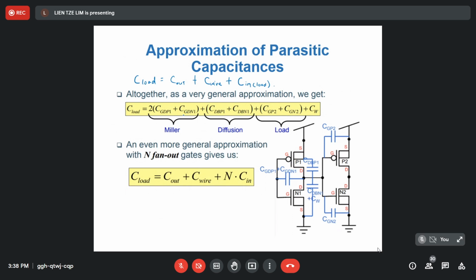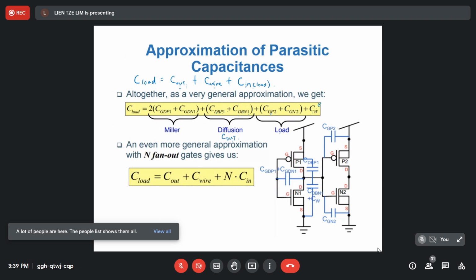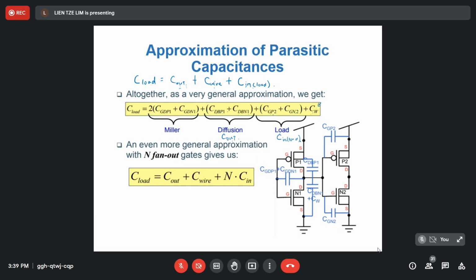This formula lists all the capacitances for these three. C wire here is CW, and then there are C out and C in. C out is the output capacitance, meaning the capacitance connected at the output, the drain terminal. Here you see the drain to the body of the PMOS and the drain to the body of the NMOS, so this is the output capacitance. And then the load here is the gate capacitance of the PMOS and NMOS.